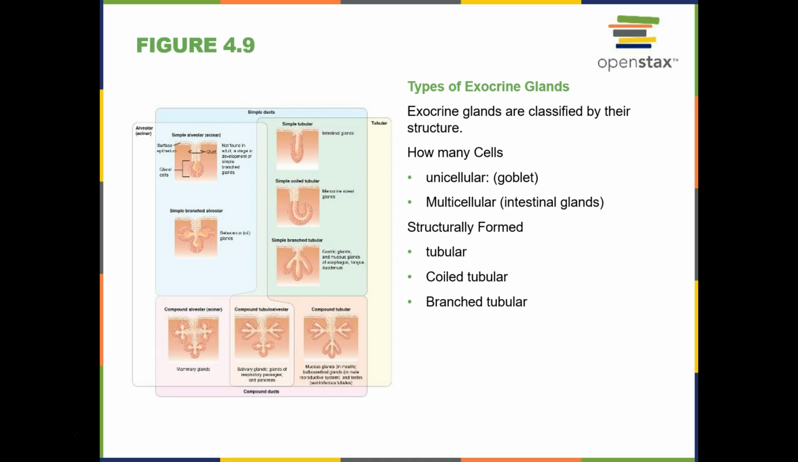Exocrine glands can be classified by their different structure. We have unicellular glands and multicellular glands. Here you can see a unicellular simple gland, and then you can see multicellular down here, branched and different things like that. Structurally, we can also call them tubular, coiled tubular, or branched tubular. So this is a coiled tubular, this is a branched tubular gland, and this is a simple tubular gland.